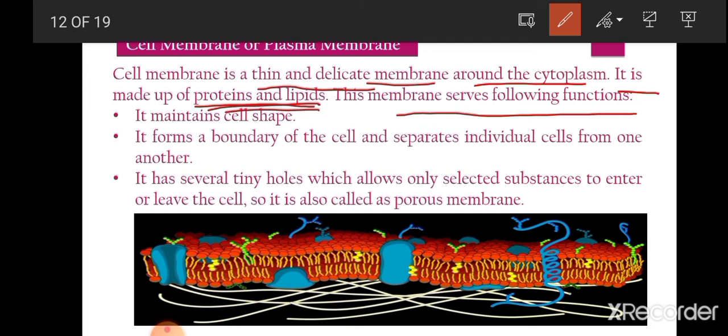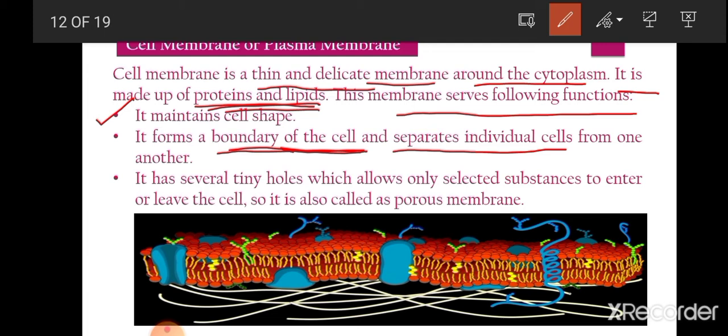First of all, it maintains the cell shape. So this is the outer covering layer of the cell, so it maintains the cell shape. Then it forms a boundary of the cell, means it separates an individual cell from one another. Means if so many cells are there in association, one cell is separated from other cells by the cell membrane, because it forms a boundary of the cell.